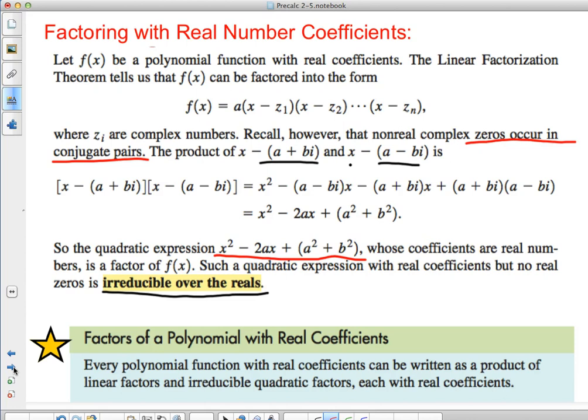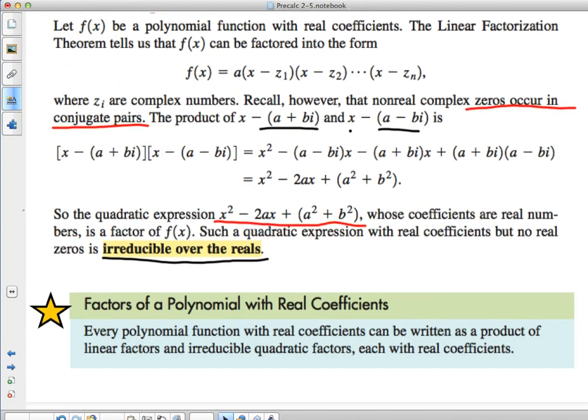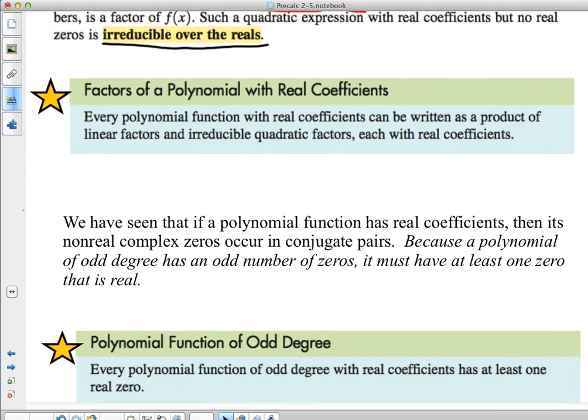Now, you'll be asked to leave your answer using the positive version of your factorization as well. So with real coefficients versus imaginary ones in a question. And I'll show you an example of what that'll look like soon here. Factors of polynomials with real coefficients. Every polynomial function with real coefficients can be written as a product of linear factors and irreducible quadratic factors, each with real coefficients. We're going to be working with those irreducible quadratic factors.